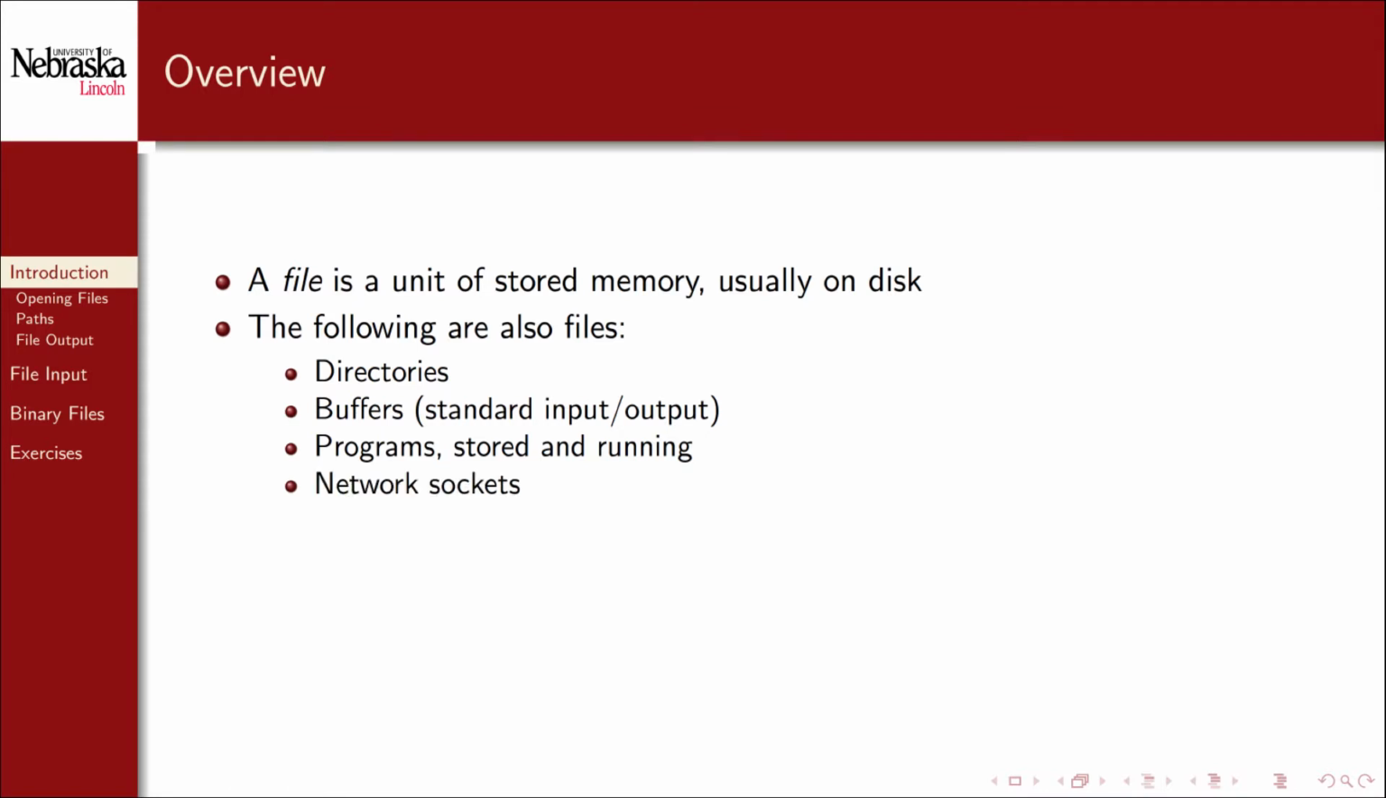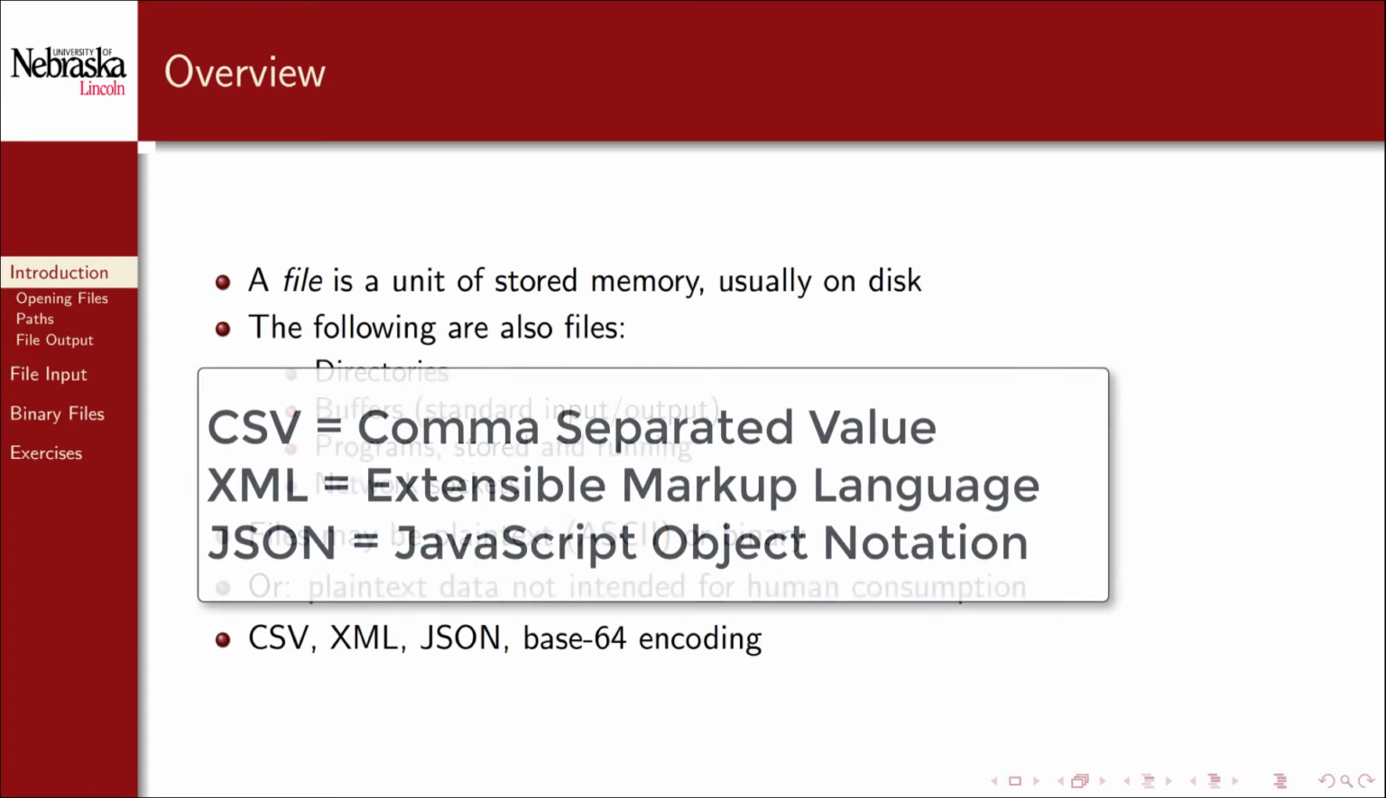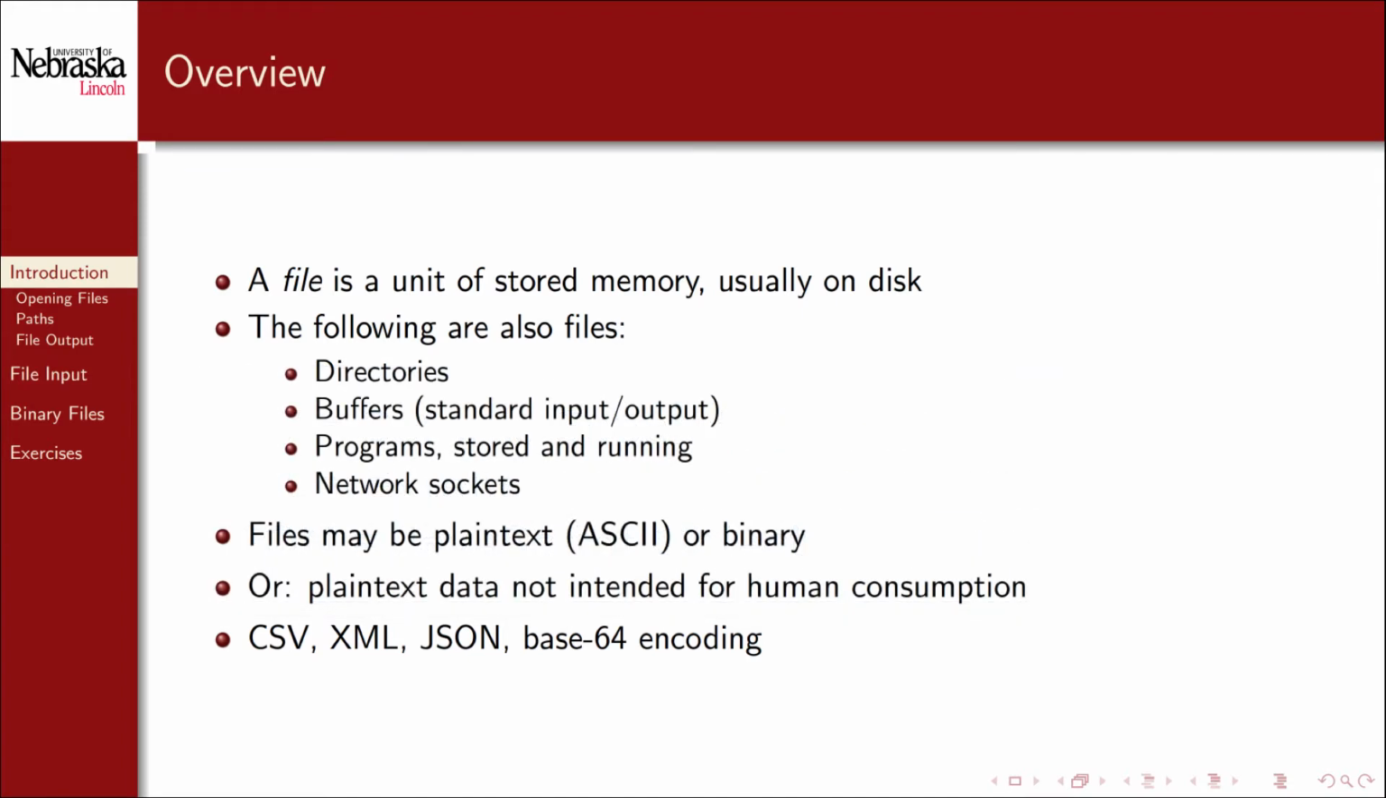To transmit data to a remote computer, you establish a socket and then write to it as you would a file. To receive data, you read from the same socket as you would from a file. Files can be plain text, which is what we'll mostly work with, or binary. Plain text files are typically intended for human readability, while binary files are not. However, there are several formats that are plain text, but also not intended for human consumption. We've already seen CSV data, or comma-separated value data, but there's also XML, JSON, and special data-encoded files.